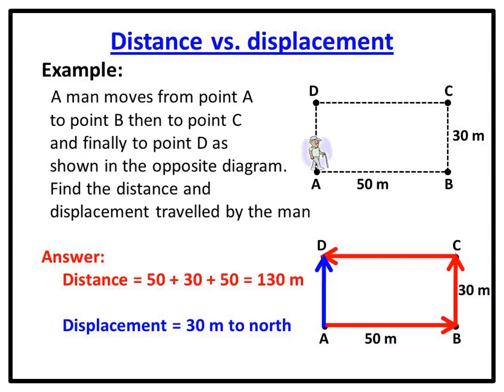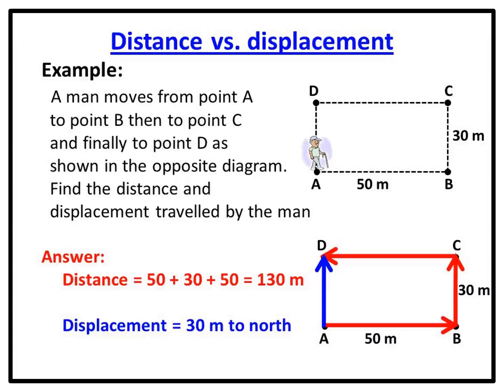So, the shortest distance is A and D. No, initial and final. So, initial minus final. So, what happens? Initial minus final. See, CB. Okay, that CB value is 30 meter. So, hence the AD value is also 30 meter.